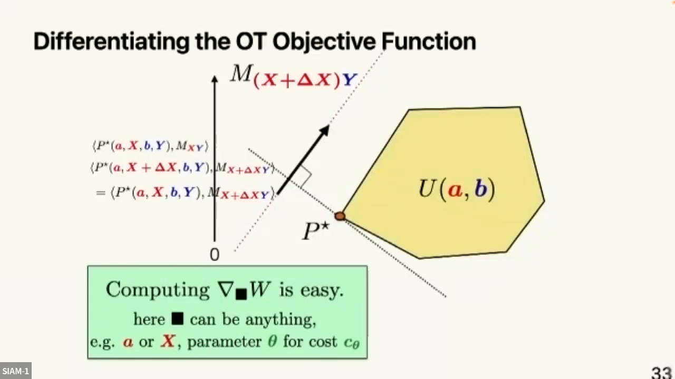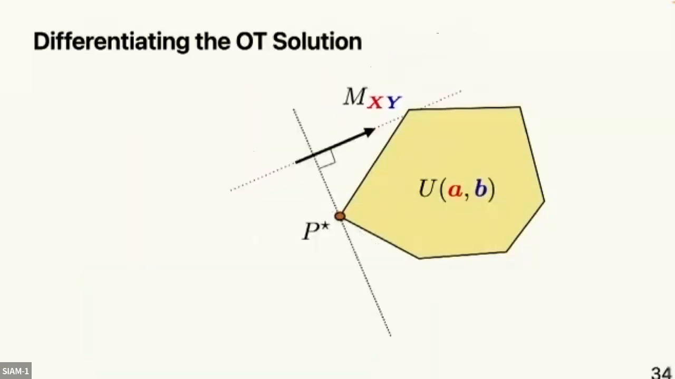So, in other words, if you want to compute the gradient of the Wasserstein distance with respect to black square, here black square is pretty much anything you want, it's usually very easy. You just need to essentially freeze the solution that you find, and then just differentiate the part that's not depending on the solution. What is more problematic is differentiating the optimal transport solution. This is a lot more pathological.